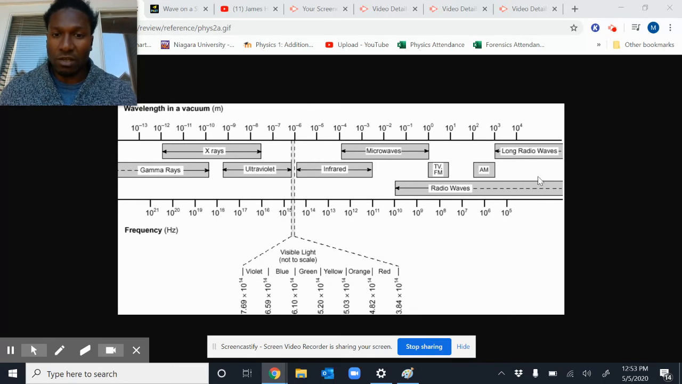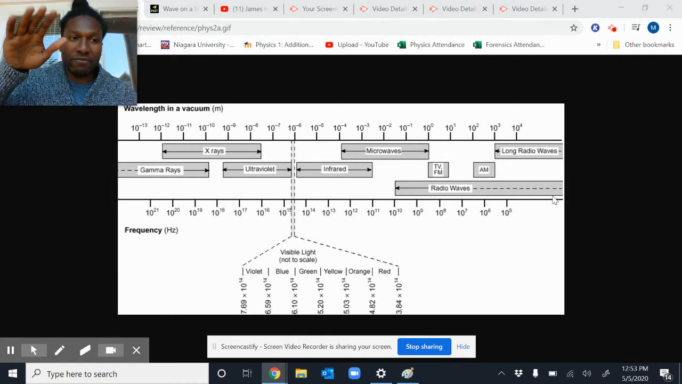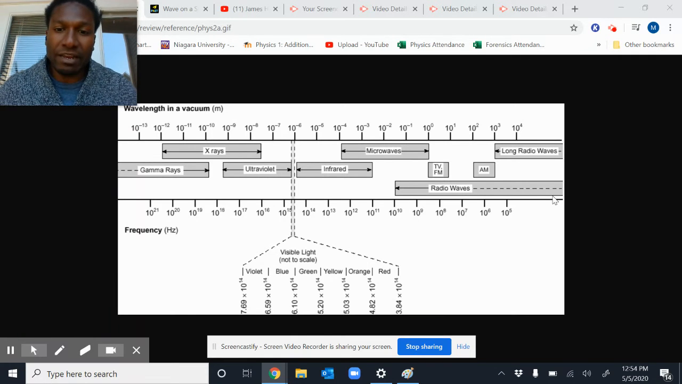So over here, these waves would be everything that would be considered low energy because they're not shaking very fast. They're not oscillating very fast. They have low energy waves. So these waves will be less damaging. That's why we use them in general life.